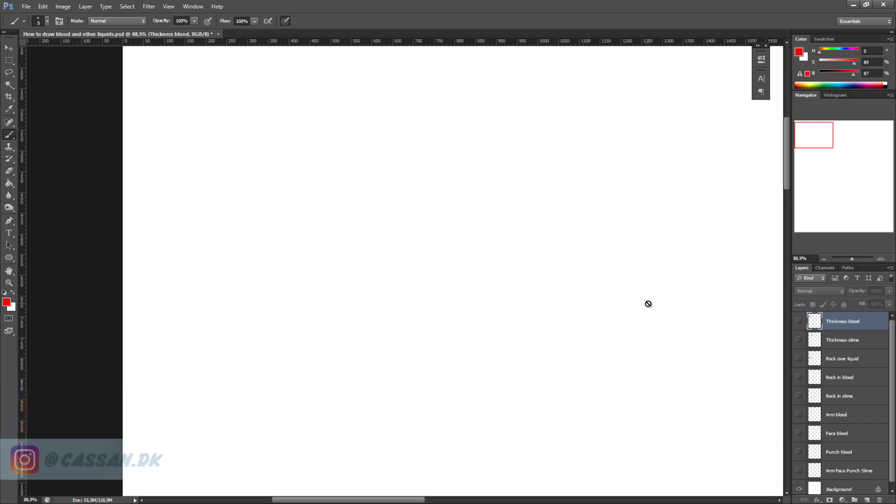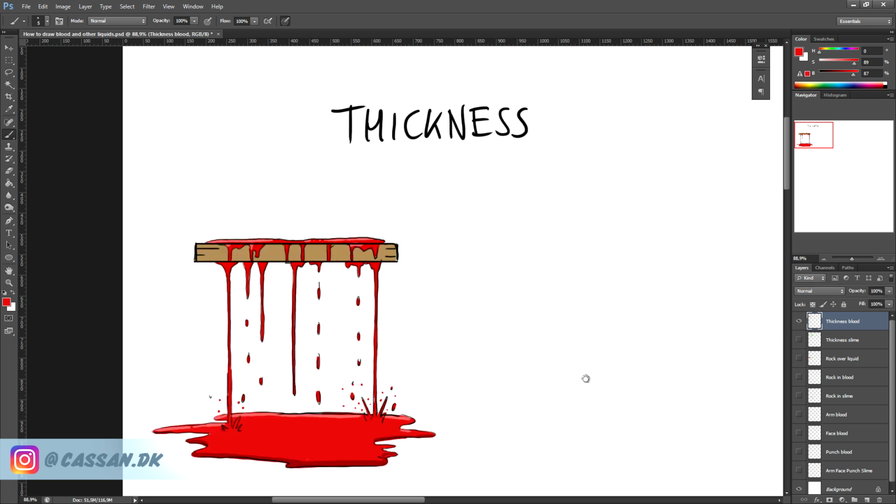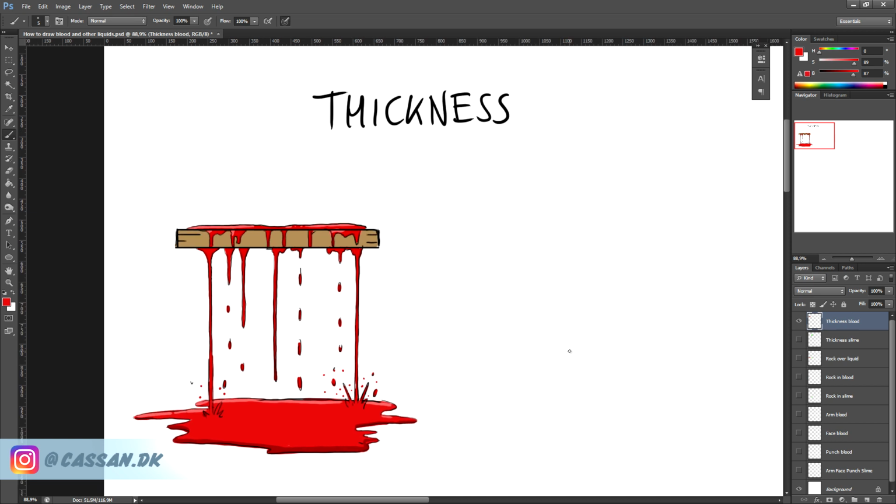Let's go! Today I'll mostly be talking about how blood runs and flows. But before we can dig into that, we need to remember that blood is a liquid, and liquid flows according to its thickness. Blood almost has the same density as water, which means it kind of flows in the same way. I've tried to illustrate this by this drawing.